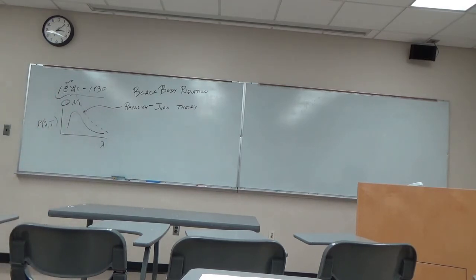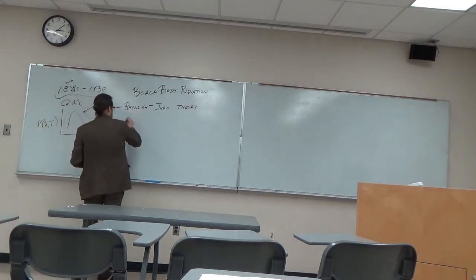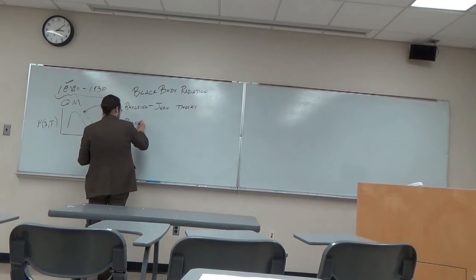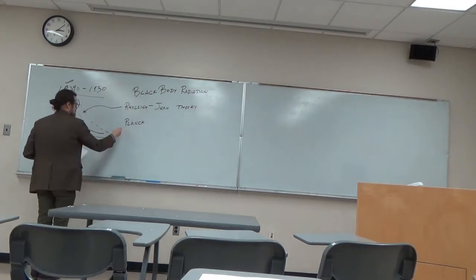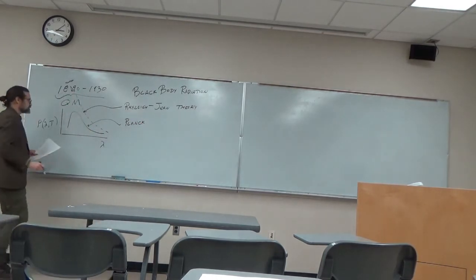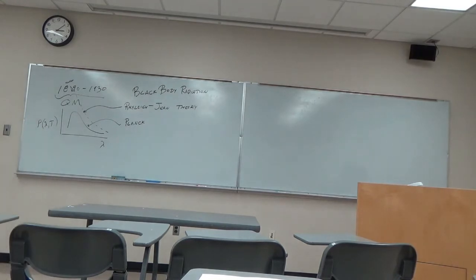And Planck came and he corrected this. Planck's theory fits extremely well. The only thing that Planck did differently was he said that the energy of the light cannot be continuous. It has to be discretized. And I wanted to show you where that came from.